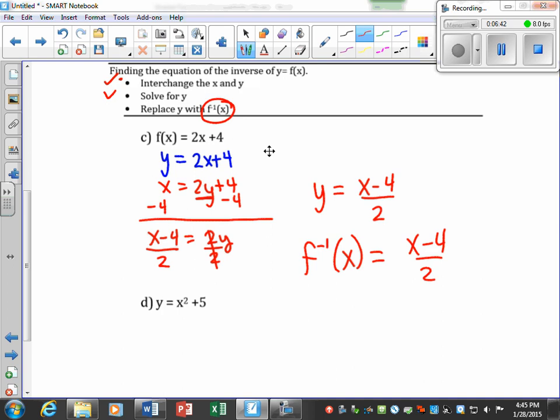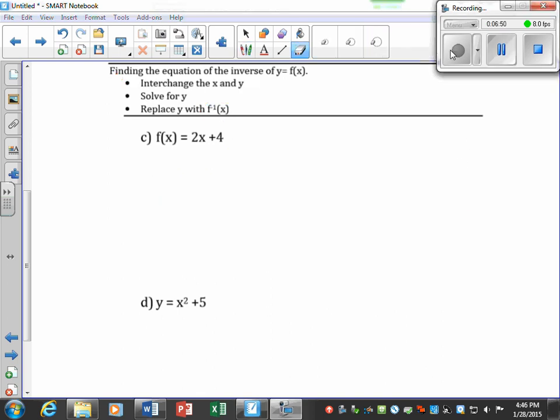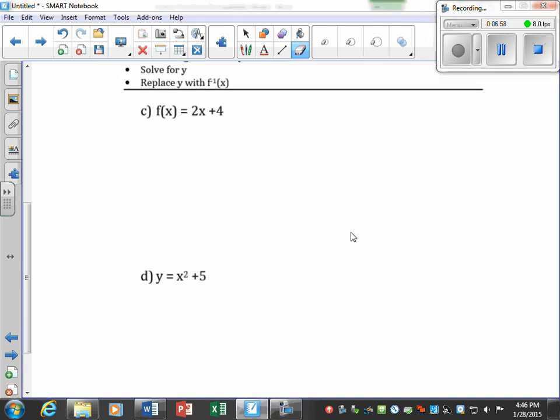So the last step, all we did was replace this with our f inverse notation, and then we say we're done. Okay, so let's see one more. We're going to do D the same way. We're going to use this three-step process, and we're going to see one more.